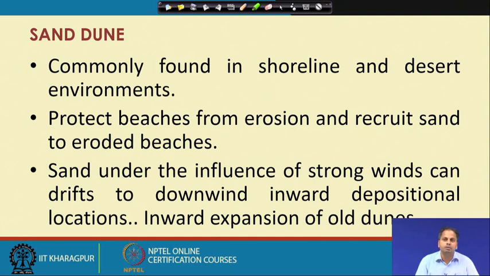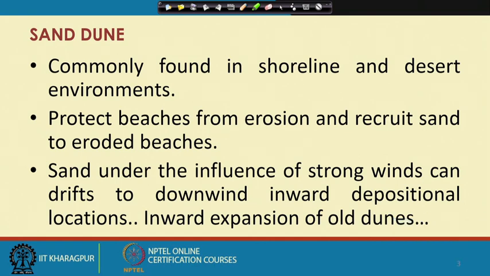Sometimes this can happen because of a natural process, or sometimes because of anthropogenic activity. For example, in a desert region or regions which have sand dunes and are more prone to wind erosion, because of faulty agricultural practices, if we are clearing or cutting the natural vegetation cover from the surface, the older dunes may shift more inwards and new dunes may form. So there will be expansion of the dune area.